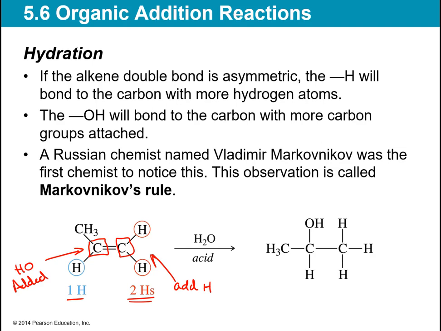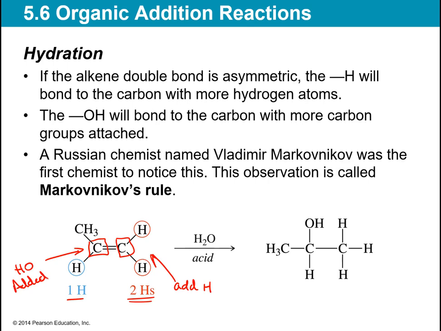If they had the same number of carbons, so if they both had 1 carbon or they both had 2 carbons, then it didn't matter. Then it really was random. Half the time the alcohol would go on one, half the time the alcohol would go on the other. But if the carbons had different numbers of hydrogens directly connected to them, the hydrogen always ended up getting added to the side that already has the hydrogens.